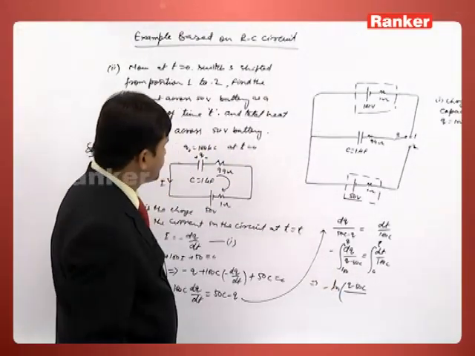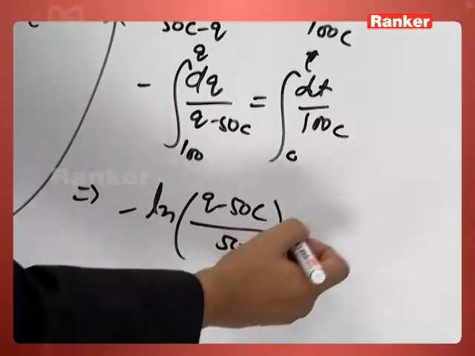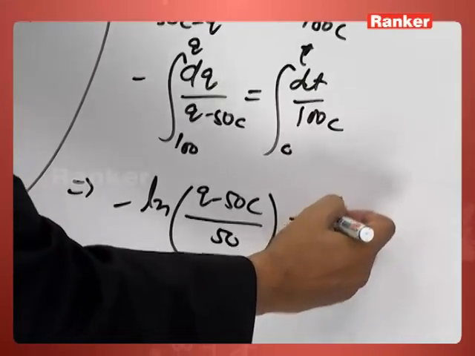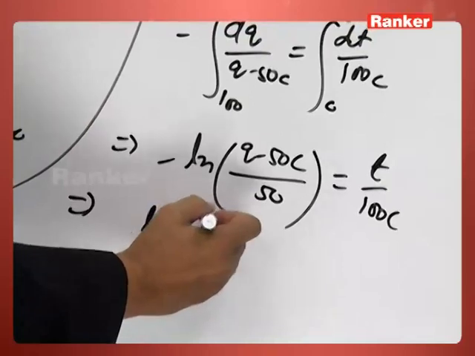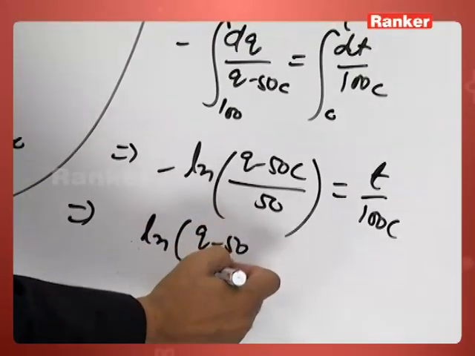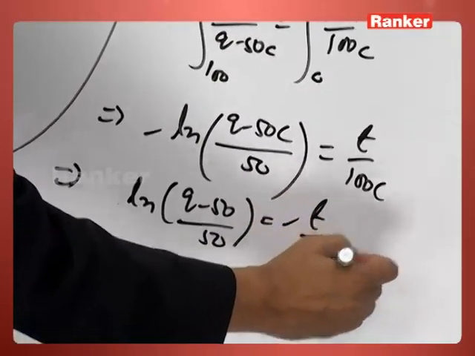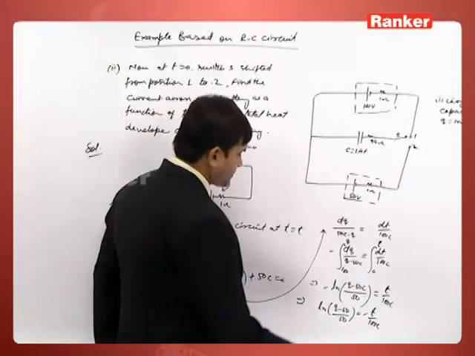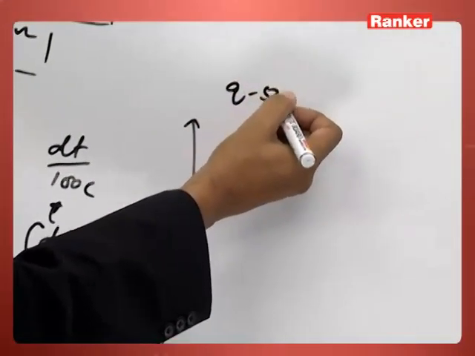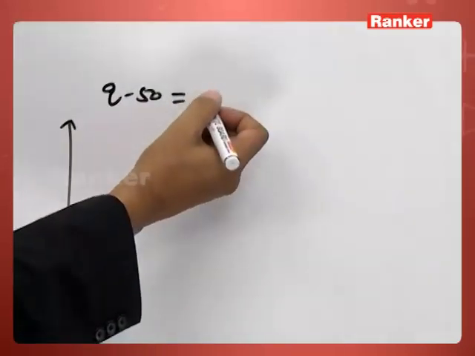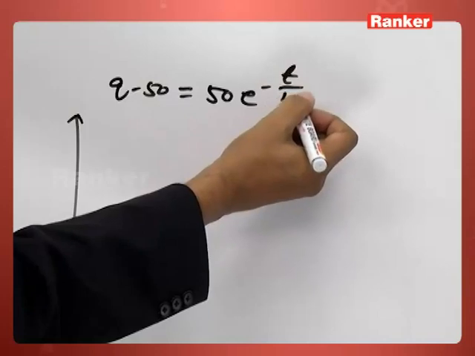So now it becomes 50. It is equal to minus t by 100C. ln of (Q minus 50) by 50 is minus t by 100C. Then simplify. Again, Q minus 50 is equal to 50 e to the power minus t by 100C.